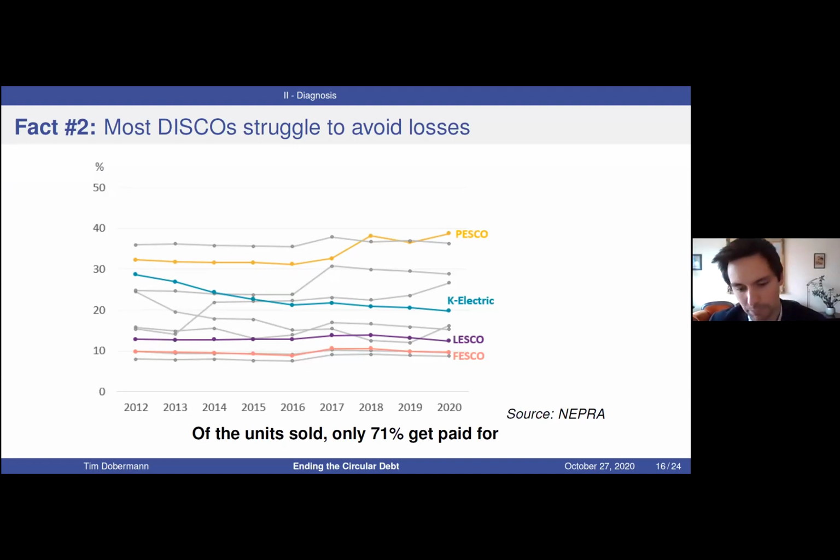So maybe over time, this figure rises as recovery increases, but you currently have a situation where a large chunk of units just simply aren't paid for. And this is a challenge, naturally, because of the aspects that I mentioned.